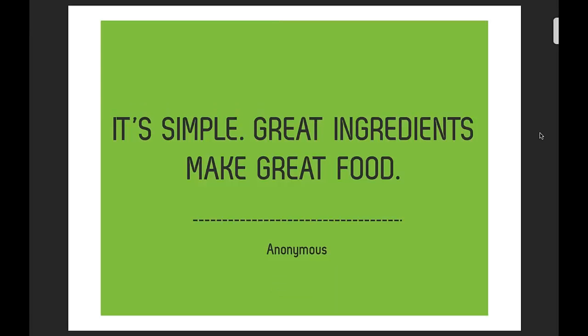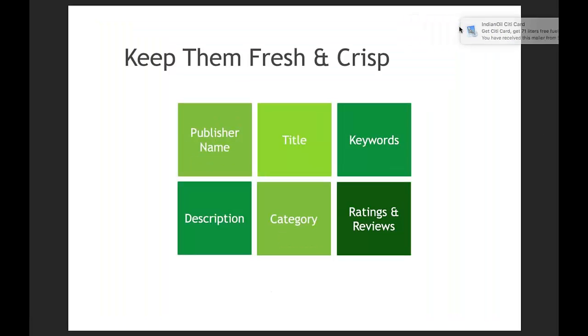So it's simple. Great ingredients make great food, which is true in this case as well. To begin with, let's keep them fresh and crisp. Now, when we focus on the discovery element, the discovery is essentially governed by the kind of quality keywords we have. But where are these keywords picked up from, right?